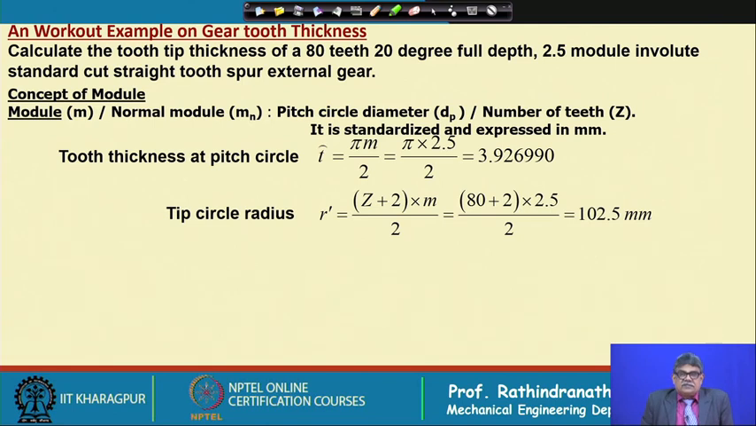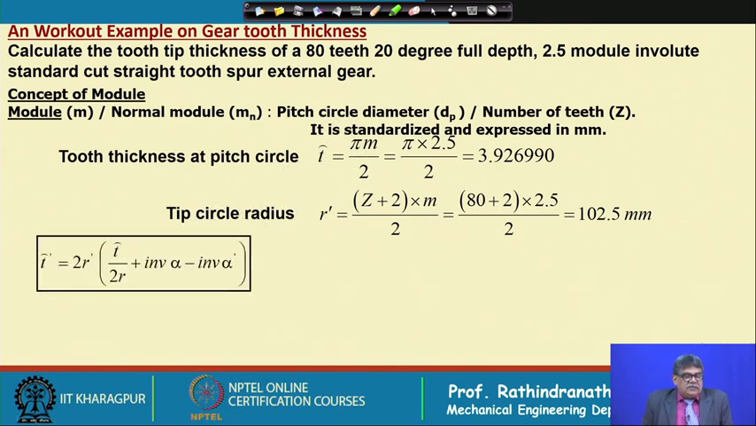Now, tip circle radius, we have already developed the formula in terms of r dash. So, we will consider that r dash must be equal to z plus 2 into module divided by 2, where 2 is twice the addendum factor, which we have taken as 1. So, it comes to 80 plus 2 into 2.5 divided by 2, which is 102.5 millimeter.